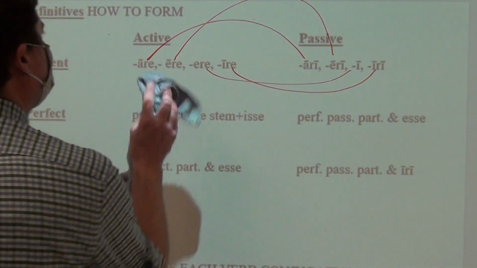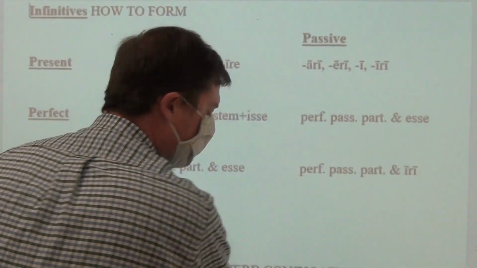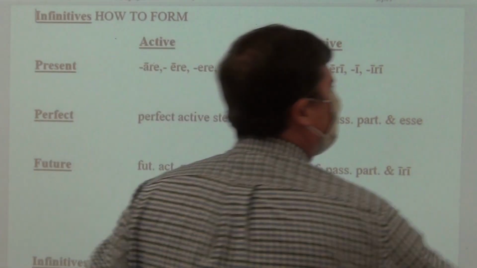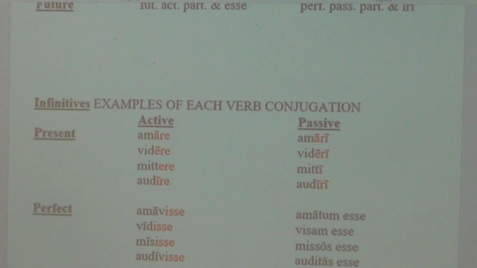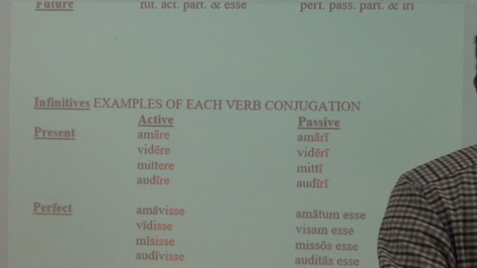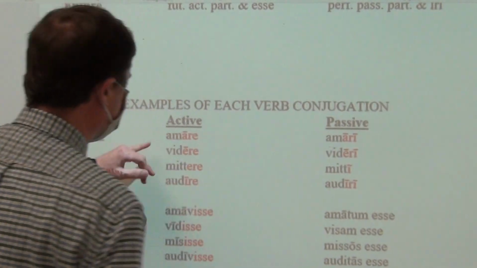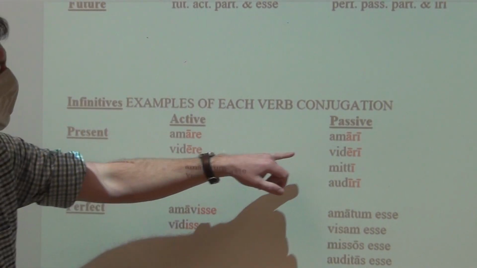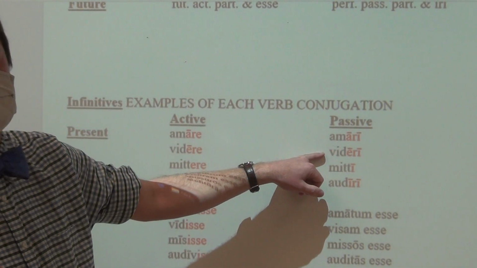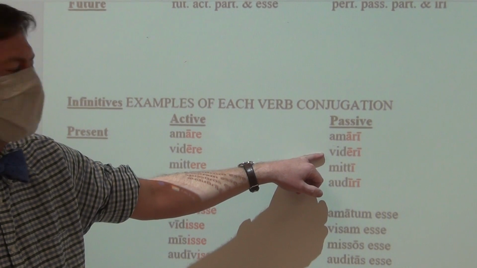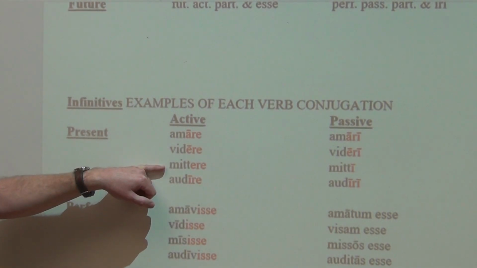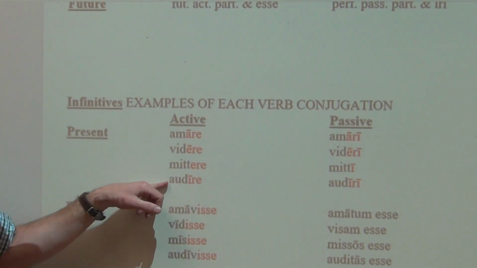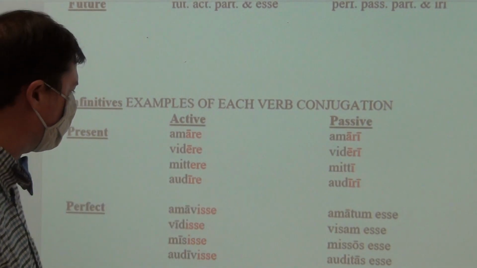And so you can see the examples that I've given down here, down at the bottom. I'm looking for something to scroll. There we are. And scroll down, and here you can see them all in their full glory. Amare, to love, amari, to be loved. Videre, to see, videri, to be seen. Or remember, this verb can also mean to seem in the passive. Mittere, to send, mitti, to be sent, audire, to hear, audiri, to be heard.